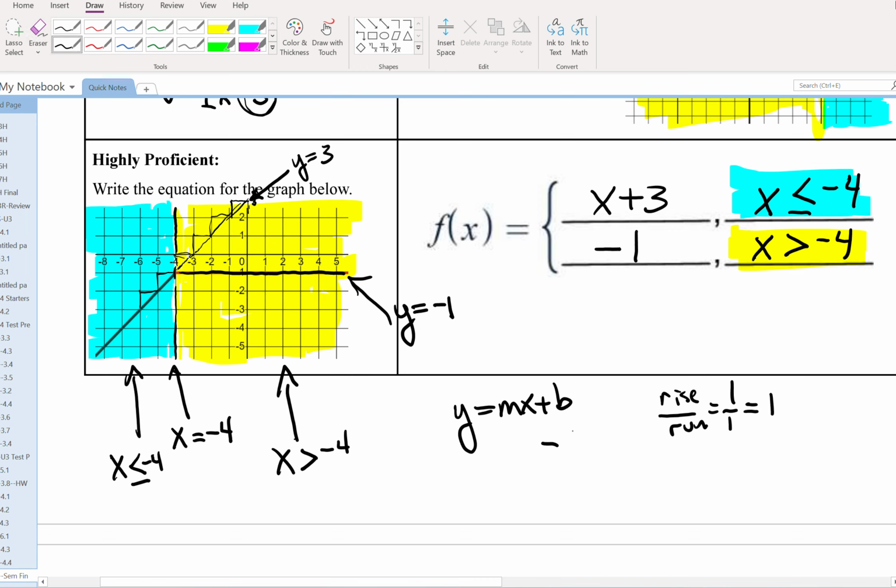Its y-intercept is -1, and if it has a slope of 0, 0x, well, 0x is 0, and that just cancels. So what you're left with would be y equals -1.